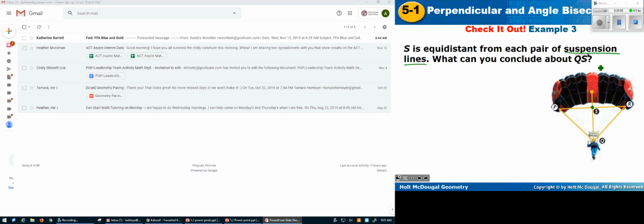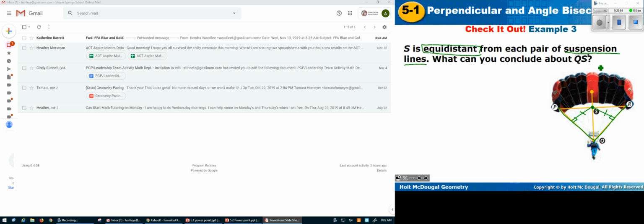So if S is equidistant from PQ and RQ, the biggest mistake I see is students say that means PS is congruent to RS. But remember, what does the word equidistant mean? When we draw distances, how do we draw them? Perpendicularly. Is this drawn perpendicularly to this line? No, it doesn't look to be, right? So if they tell us S is equidistant from this suspension line and this suspension line, then we could draw a line that is perpendicular to each, and those distances should be the same.